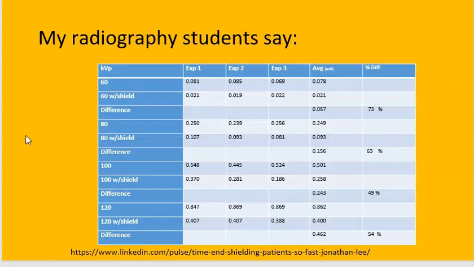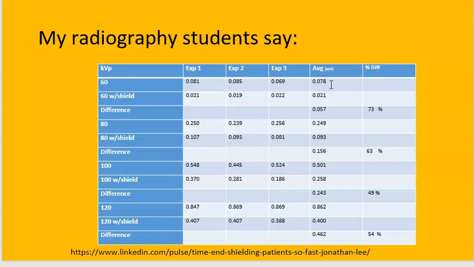And what do my radiography students say? Well, this was some experimentation we did, and I won't hammer you with these numbers, but basically we tried at different kVps taking images with and without shielding. Now these shields were not in the primary beam, they were just roughly in the area of the patient's gonads during these radiographic examinations of the abdomen, and this is what we found.